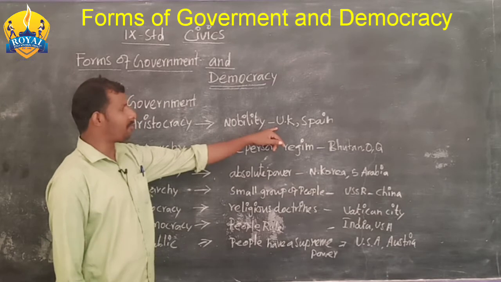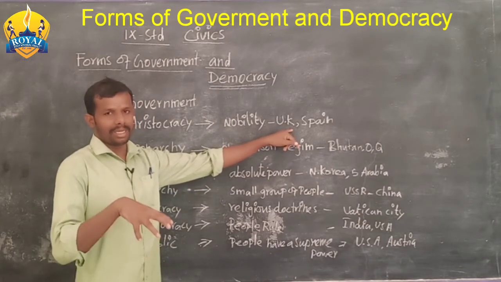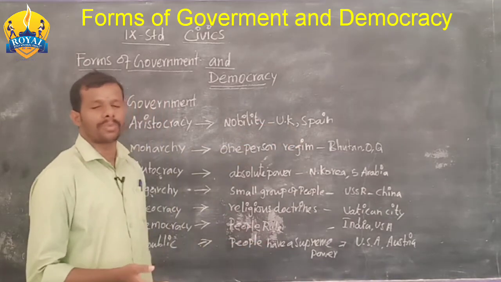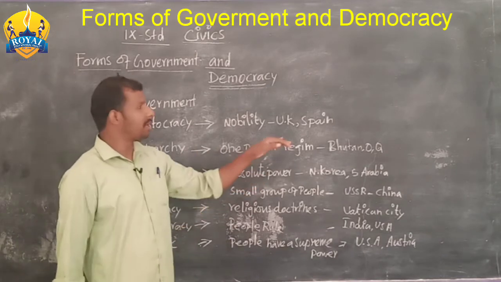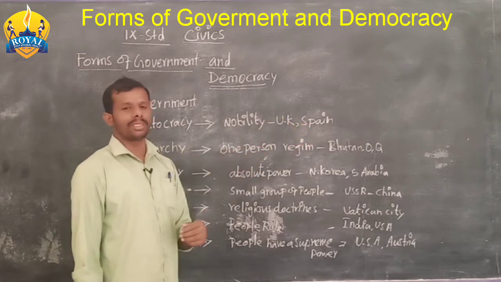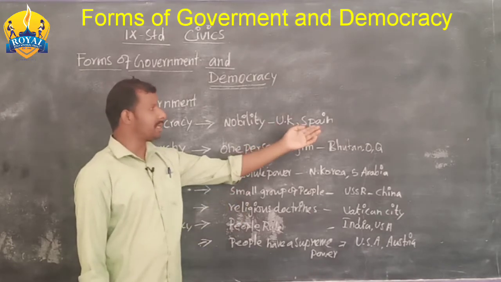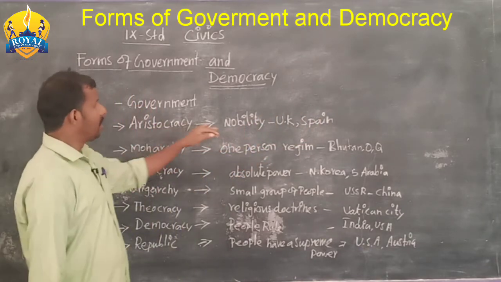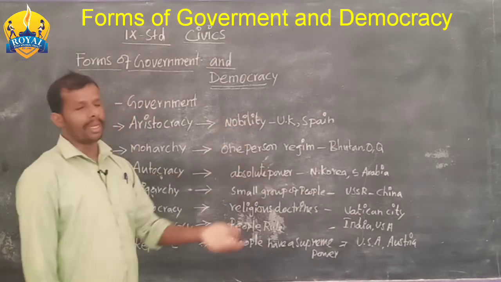The example of the aristocratic form of government is the United Kingdom. Yes, the United Kingdom is called the Mother of Parliament. Nowadays most countries follow democracy. What kind of democracy? The Westminster form of government. The Westminster system is practiced in England. The next example is Spain. Okay, so in aristocracy, the authority is held by nobilities.